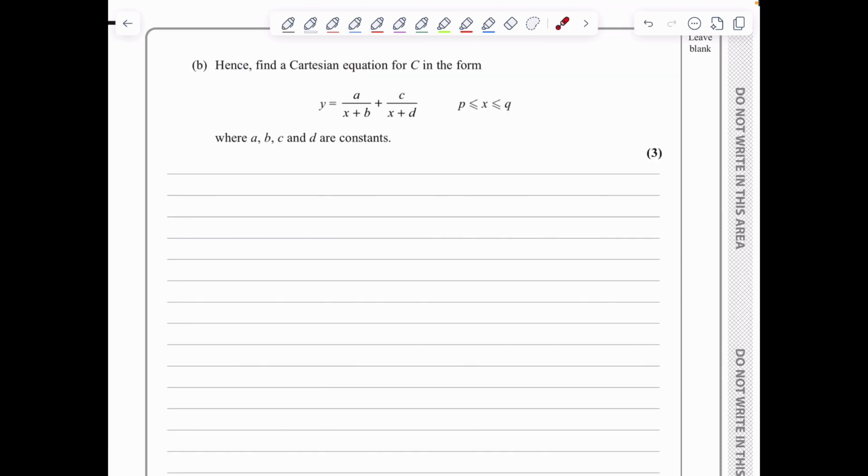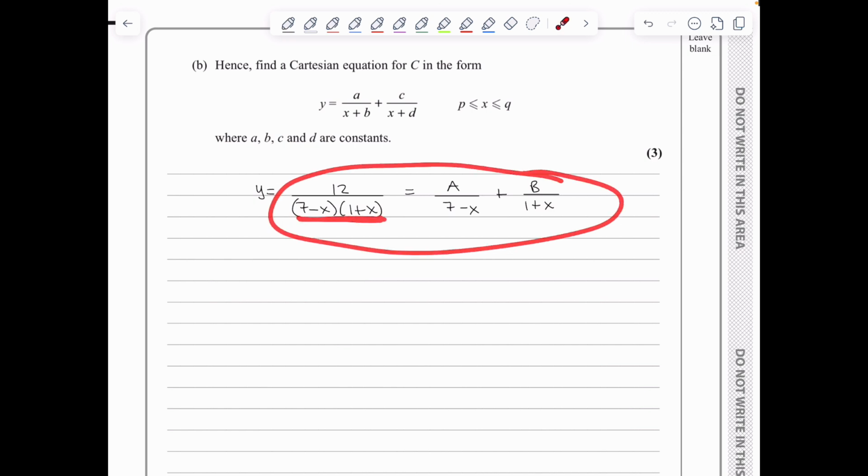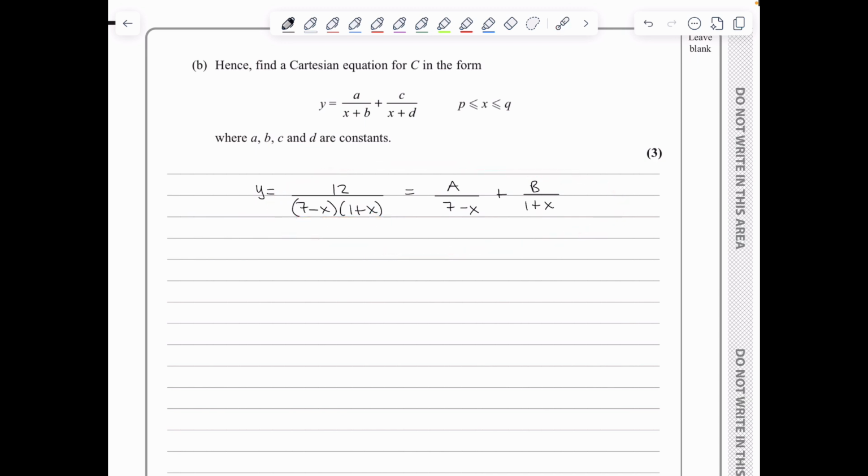In part B, we're asked to hence find the Cartesian equation for C in this form where A, B, C, D are constants. So essentially we're being asked to decompose the expression we just obtained, the 12 over (7 minus x)(1 plus x), into partial fractions. So I'm proposing that this can be written as A over 7 minus x plus B over 1 plus x, where A and B are constants to be found. Well, the LCM of this is (7 minus x)(1 plus x). So I will multiply throughout by the LCM to get rid of the denominators.